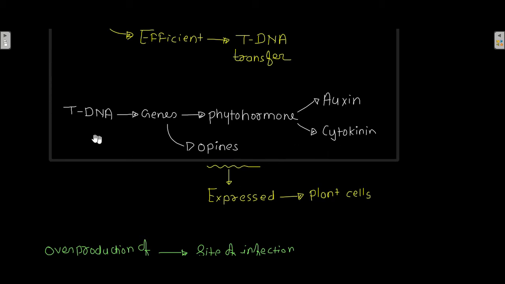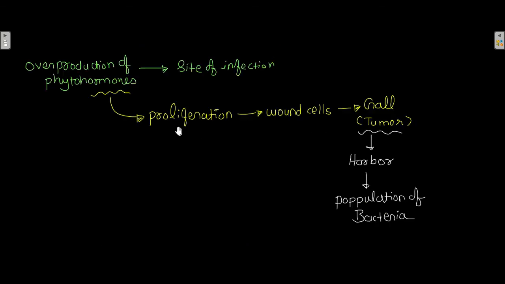Now, overproduction of those phytohormones at the site of infection will result in the proliferation of the wound cells, and that will result in the formation of this gall or tumor, and this thing will harbor the population of the bacteria. So that is how it is going to work.